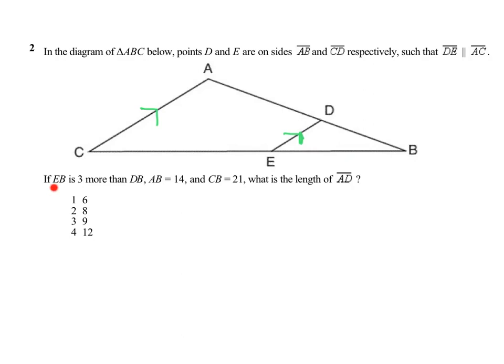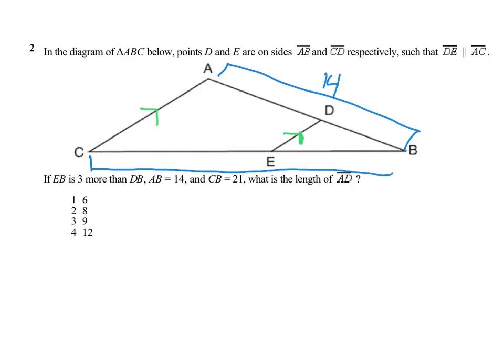And I also see that if EB, which is this segment right here, is 3 more than DB, and AB equals 14 and CB equals 21, what is the length of AD? Our objective is to figure out the length of this segment right here. Let's start marking this up a little bit. So I know that AB is 14, so this entire length is 14. I'm going to include that right here. I also see that CB is 21.